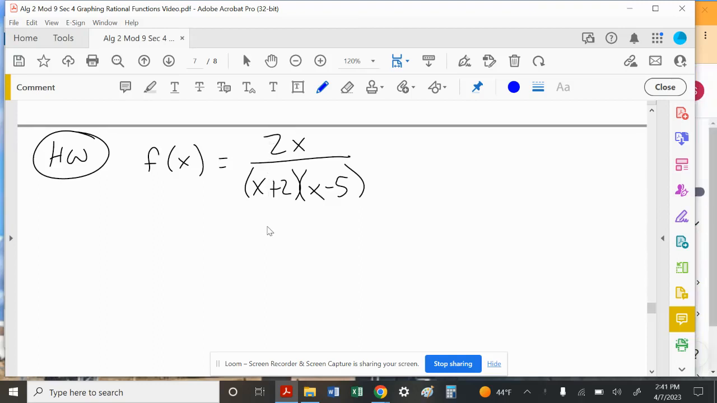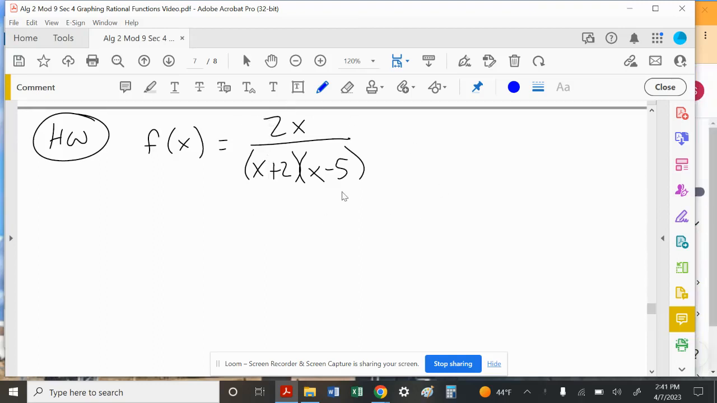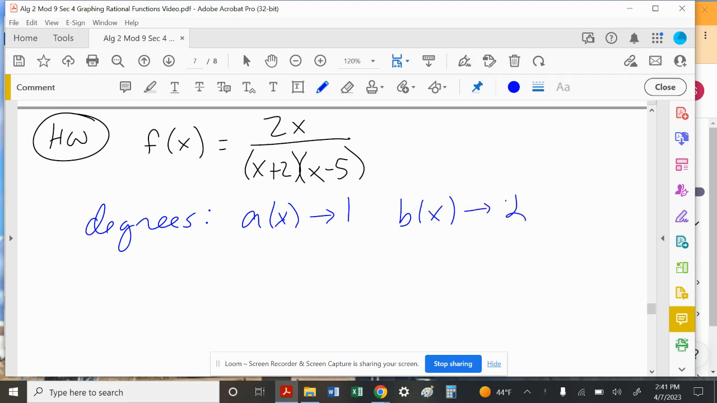Okay, so now let's get to the second to last problem. I think we still have two more. This one now, you'll notice that the degree of the numerator is less than the degree of the denominator. So we have our degree of the numerator, which is 1. We have our degree of the denominator, because we have x plus 2 times x minus 5. That's really an x squared, so I can see that the highest degree is going to be 2.